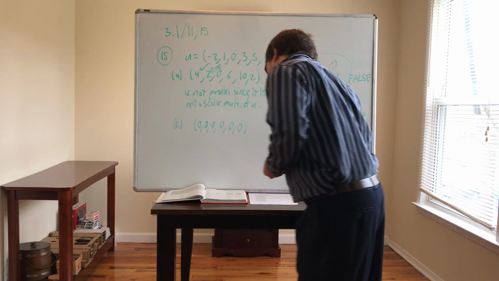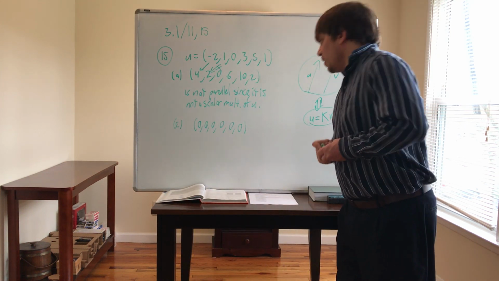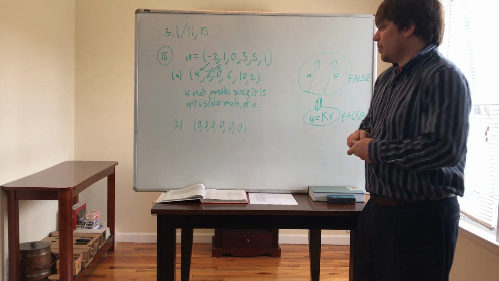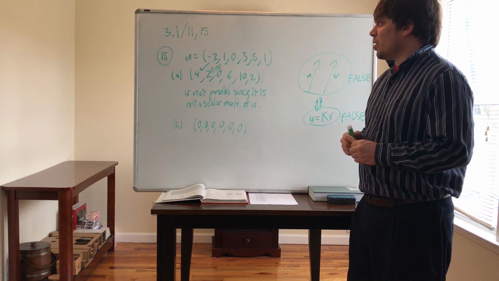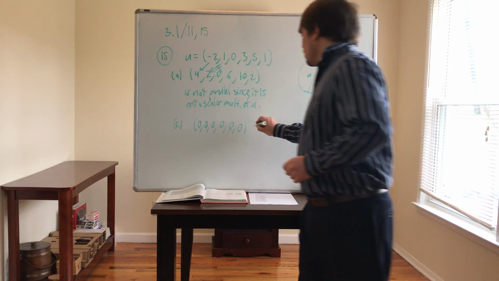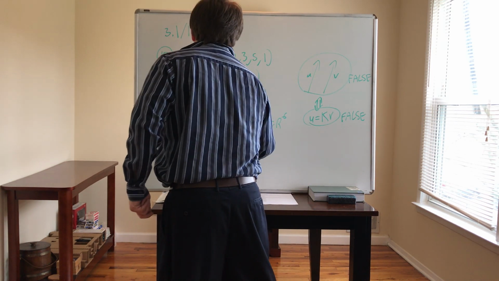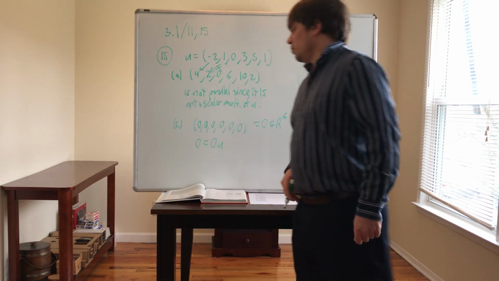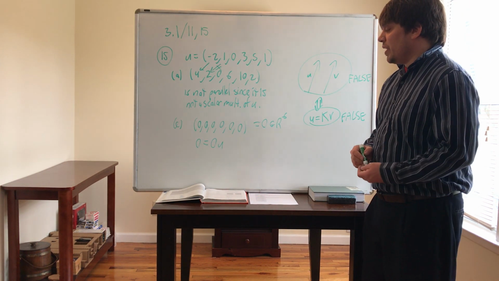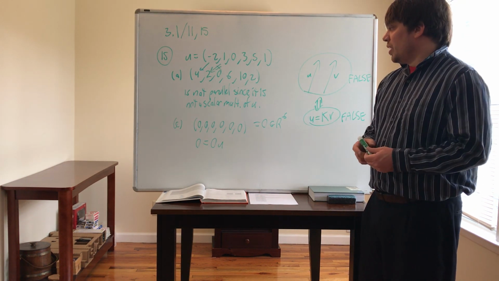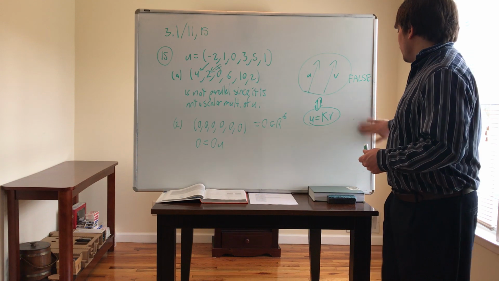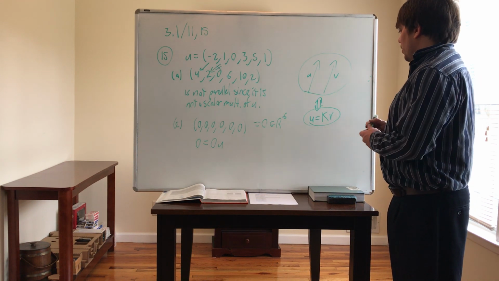This is the sixth tuple of all zeros. This is the zero vector in R6. So is this a scalar multiple of u? And the answer is yes. Let's call this 0 in R6. 0, the zero vector, is equal to 0 times u. So the zero vector is a scalar multiple of that u. And because now this is true, it's true that they're collinear.